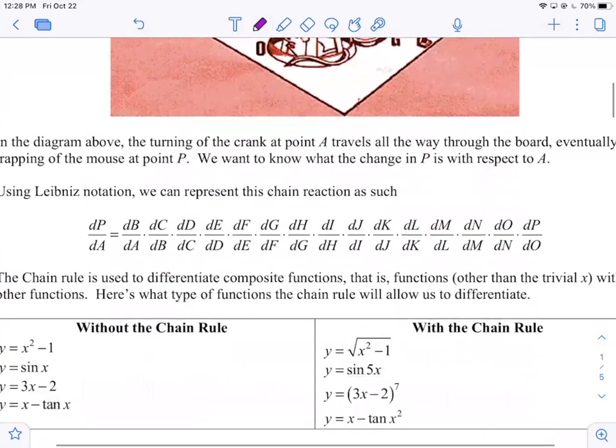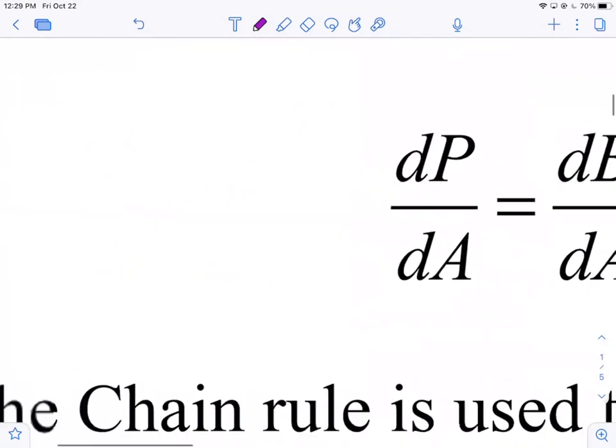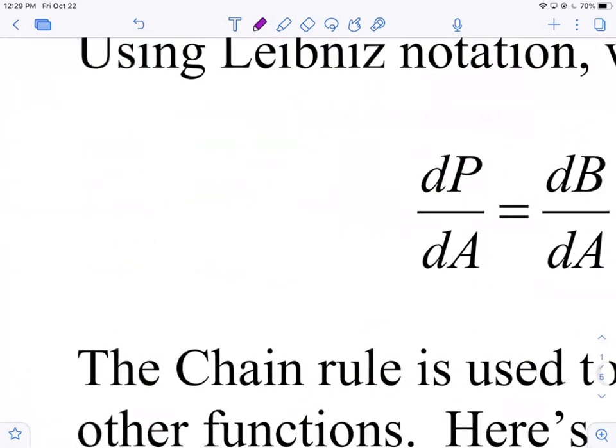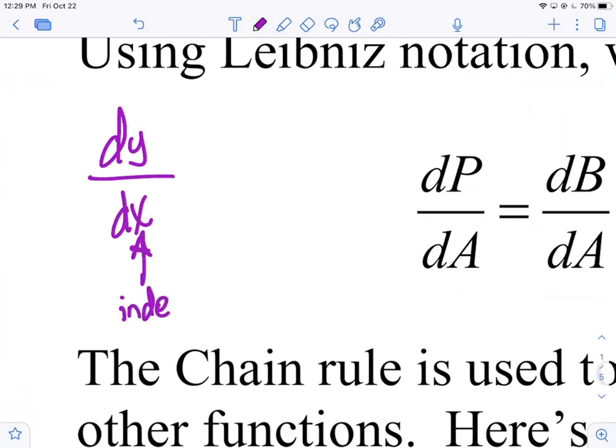So here's how we can represent the chain reaction using calculus. First of all, dP/dA. Like when we write dy/dx, x down here is your independent variable, and y is your dependent variable. It's the same thing here. A is your independent variable. You crank it first, right? And then what happens down the line, we don't know, but P certainly depends on what you do at A.